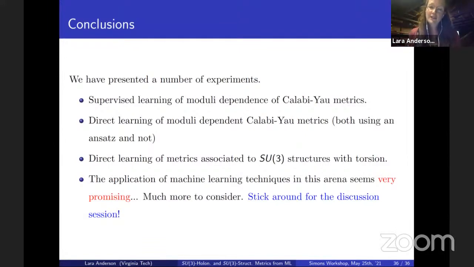I outlined the supervised learning of moduli-dependent Calabi-Yau metrics, and the direct learning of moduli-dependent Calabi-Yau metrics, both using ansatzes and not, the ansatz in this case being that of Donaldson. I also discussed the direct learning of metrics associated to SU3 structures with torsion. There's clearly many other non-Calabi-Yau, i.e. other special structure or special holonomy manifolds that you could attempt to apply these same techniques to. To our knowledge, I believe this was the first attempt at numeric approximations for SU3 structures in our work. And I hope that by outlining these experiments this application of machine learning shows that this seems to be a promising avenue. There's much more to consider. And I hope that people will stick around for the discussion session and share ideas and open questions. And I'll stop there.